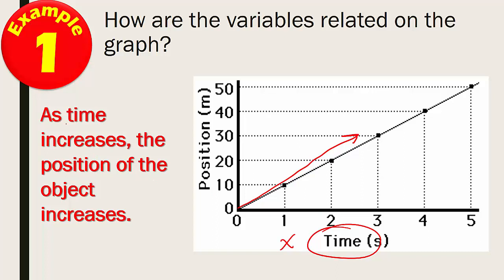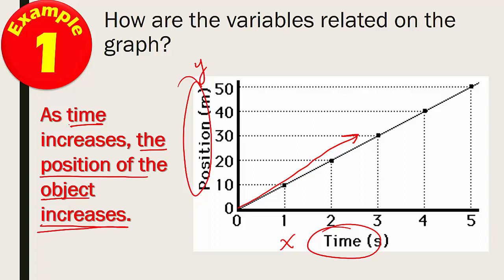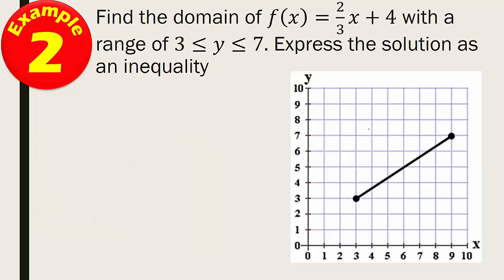The only thing that's going to change about this first sentence is this right here. This is the only thing you should ever change. The position of the object, that's this right here, that's your y, increases. So this could change. It could either be increases or decreases. And this part changes. Okay? So, the only things that change are the things that are underlined. So as whatever your x is increases, whatever your y is either increases or decreases. In this case, it's increasing because it's going up from left to right.